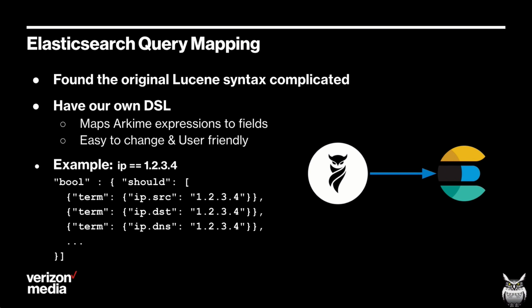We also support special fields where a single Arkime expression might search across multiple fields. So in this example, if you search for IP equals 1234, it will convert it to an Elasticsearch query against all IP fields.